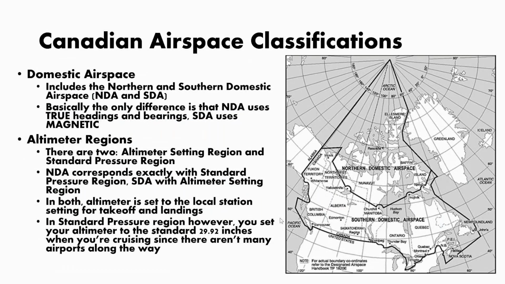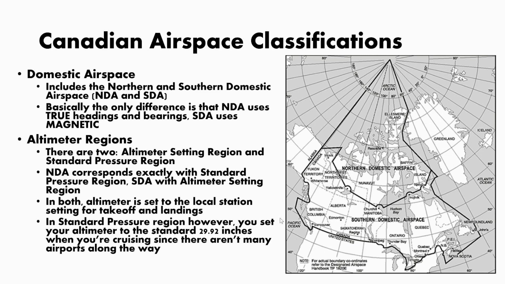Okay, so here's what we were talking about earlier, the airspace classifications. You can see in the map where southern domestic airspace and northern domestic airspace are, right? You can see NDA is super far north, and notice how it even curves around certain decently sized cities. It goes around Yellowknife, Churchill, Manitoba, and Iqaluit. So it's really rural and super far north.